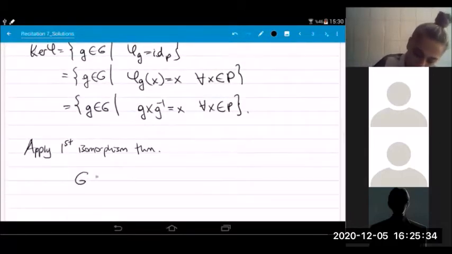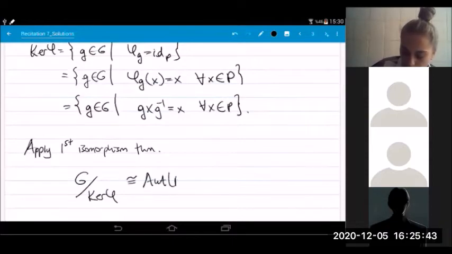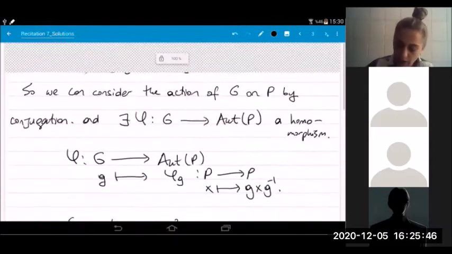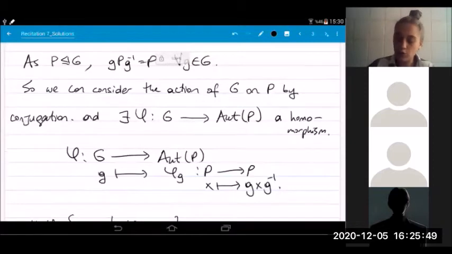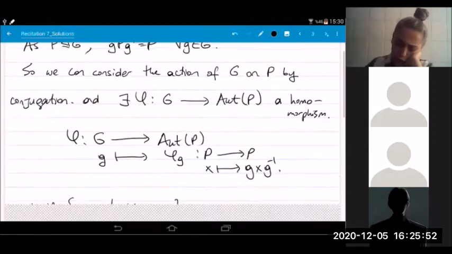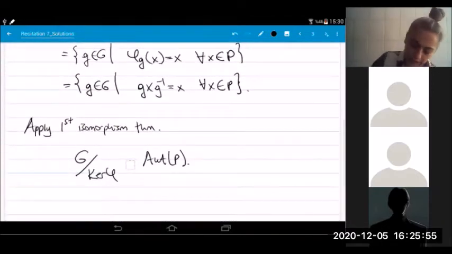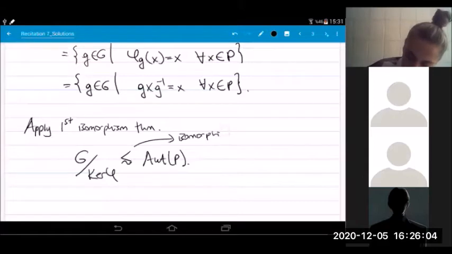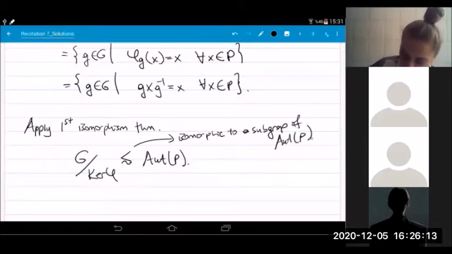Then G over kernel phi is isomorphic to a subgroup of the automorphism group of P. Okay, I think we have no problems here.